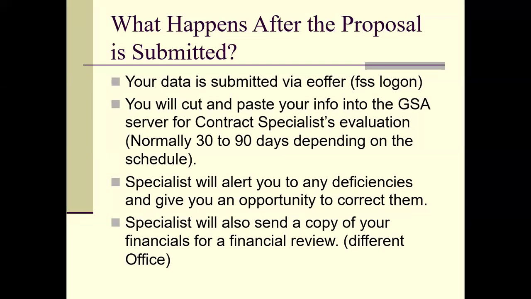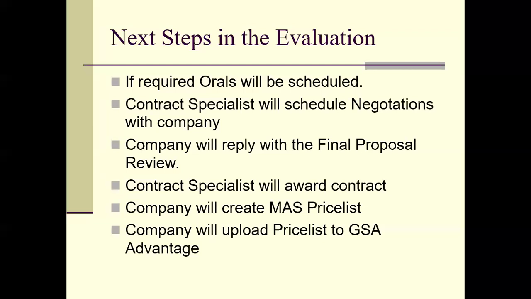And they will also take your financials and send that out to another organization, a different office, for your financial review. And that's where you have to make sure that you have over that at least $50,000 threshold. And even that is sometimes cutting it pretty closely. So if there are any orals, for example, if you're doing cybersecurity or what's called HACS, orals are required. So they'll schedule those.